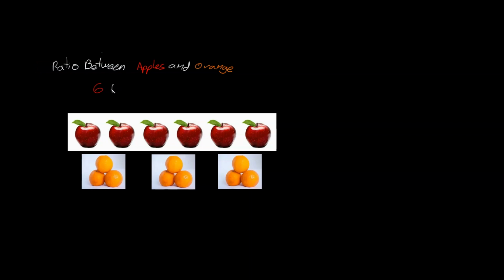Then we have three rows of three, and 3 times 3 is 9 oranges. So 9 oranges.